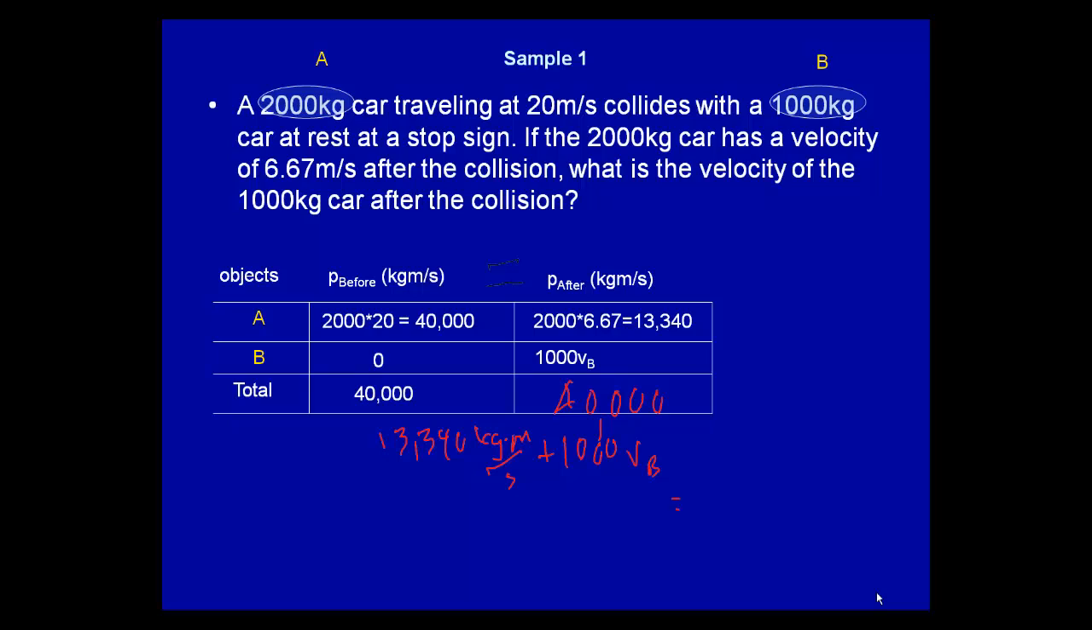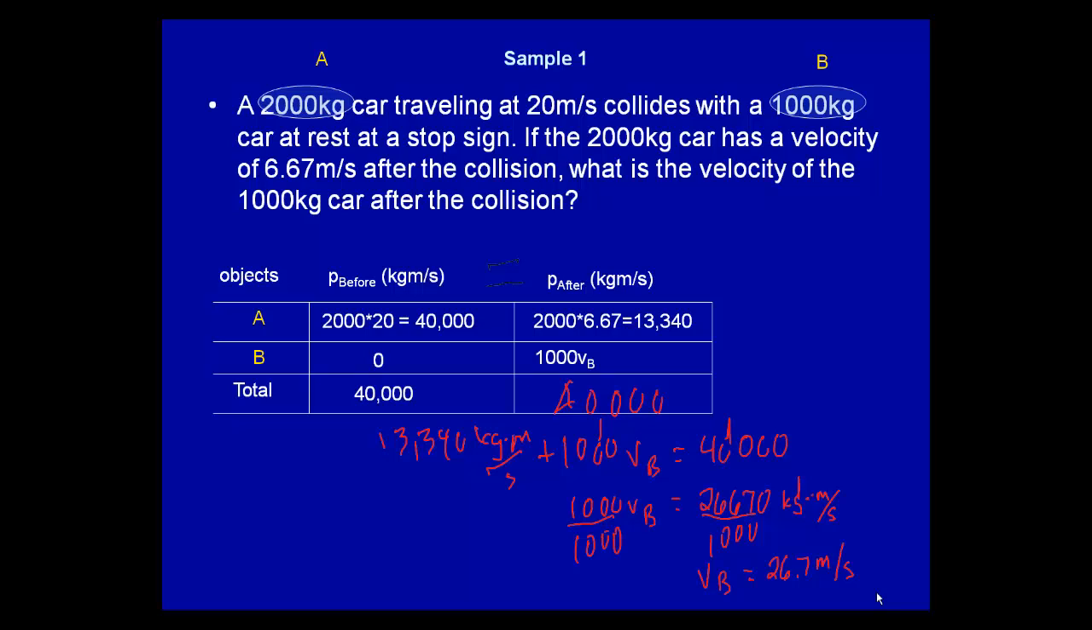Now let's set about trying to solve it. I'm going to say 13,340 kilogram meters per second plus 1,000 times VB has to equal 40,000 units of momentum. So 1,000 VB is equal to 40,000 minus the 13,340, which is 26,670. Divide both sides by 1,000. I get that VB is equal to 26.7 meters per second. Now, see if that makes sense. You have a fairly large car traveling at 20 meters per second, and it hits a very small car. Would we expect the small car to move off at a faster speed? Yes. So that does make sense. Our numbers back it up.